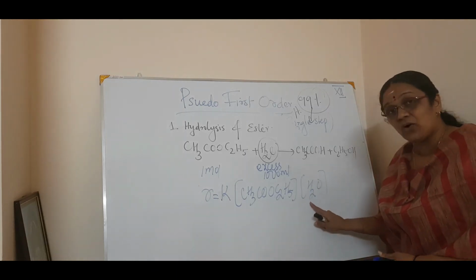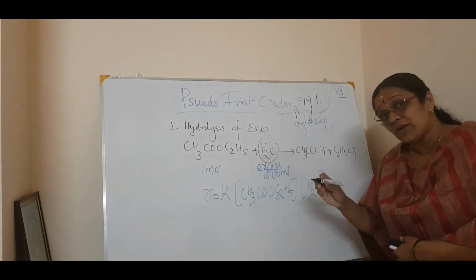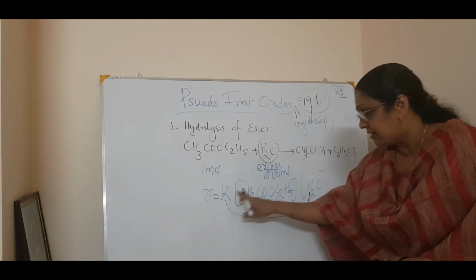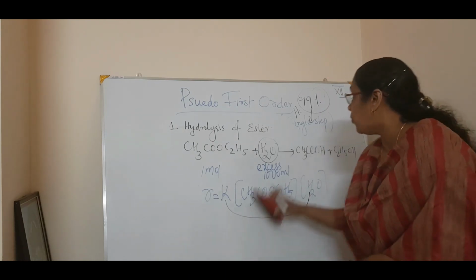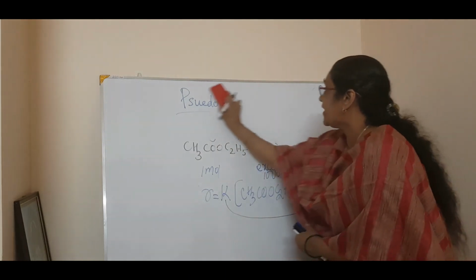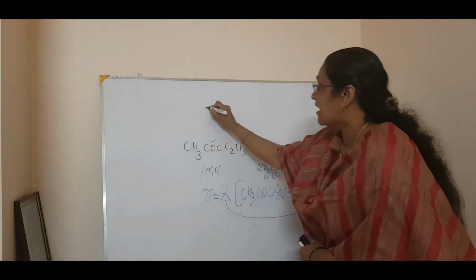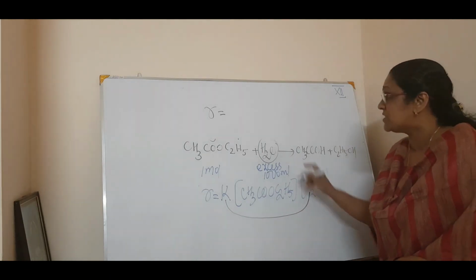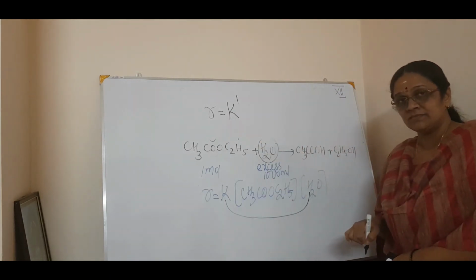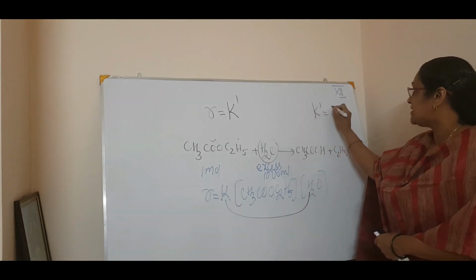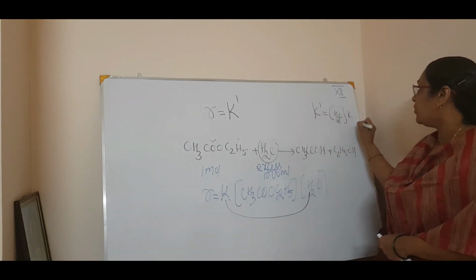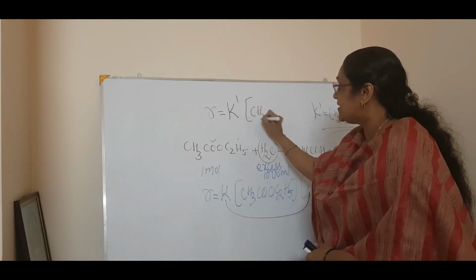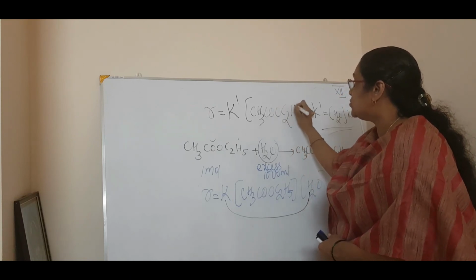So here I am taking the concentration of water as a constant. K is a constant and this is also a constant. So I can write R is equal to K constant into water constant, which I write as K dash. Now what is K dash? K dash is equal to the concentration of water into K. It's again another constant. Now R equals K dash into CH3COOC2H5.